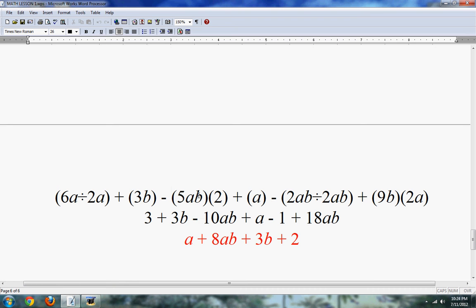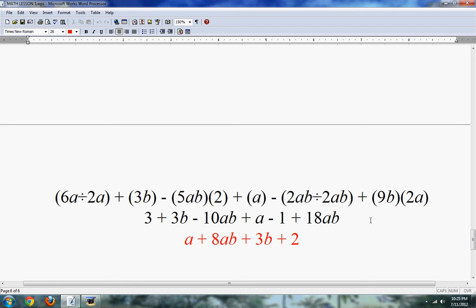Then minus 5ab times 2. Coefficient times coefficient. 2 times 5 is 10. Carry over the variables, ab. So we have 10ab. Then plus a, I left that the same. And then I have minus, and then 2ab divided by 2ab. Any number divided by itself is 1, so that's where this 1 comes from.